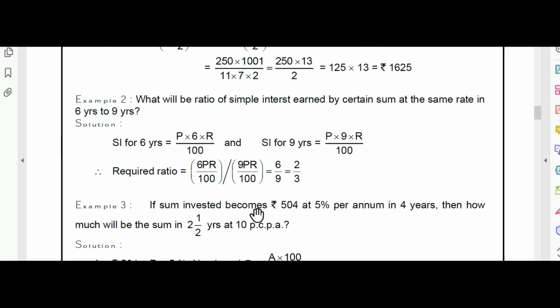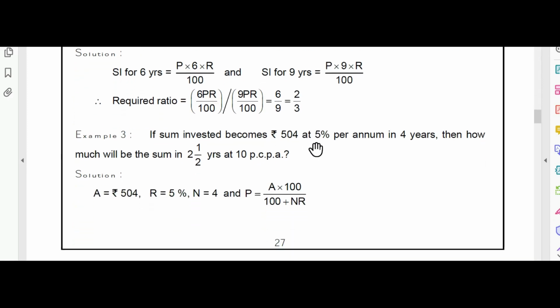Okay, let's understand solved example 2. What will be the ratio of simple interest earned by a certain sum at the same rate in 6 years to 9 years? So simple interest for 6 years we need to find, and simple interest for 9 years we need to find, and then take the ratio. So the required ratio will be simple interest of 6 years divided by simple interest for 9 years. So you will get 6 by 9, then again it will be 2 by 3, because 3 twos are 6 and 3 threes are 9.